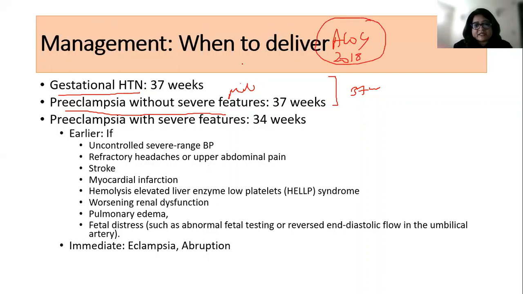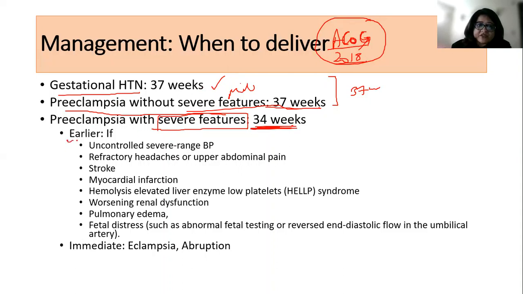Okay, some books may still not include this, but most of your questions will get asked based on recent guidelines, and this is the reference for that. Not much has changed in the earlier guidelines, so it's not much of a difference, but remember: gestational hypertension, 37 weeks; preeclampsia without severe features, 37 weeks. Preeclampsia with severe features, if those severe features which I mentioned are there, you terminate at 34 weeks.